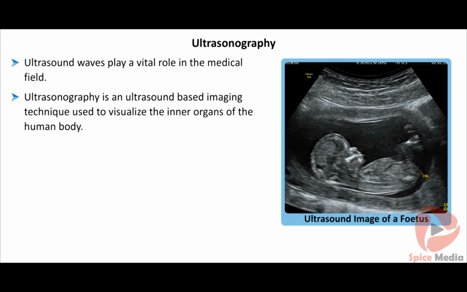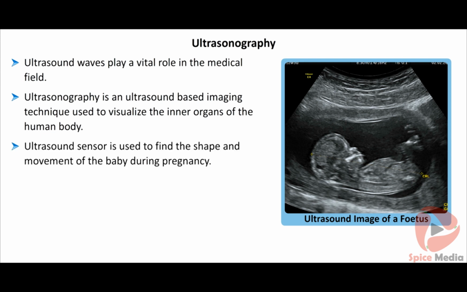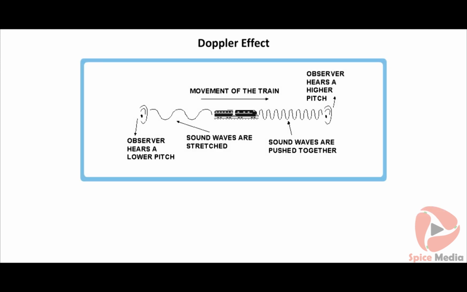Ultrasound waves play a vital role in the medical field. Ultrasonography is an ultrasound-based imaging technique used to visualize the inner organs of the human body. In this technique, pulses of ultrasonic waves are passed through parts of the body which get reflected by organs. When several pulses are sent and received, it is possible to build a picture of the object reflecting the wave pulses. Ultrasound sensor is used to find the shape and movement of the baby during pregnancy.